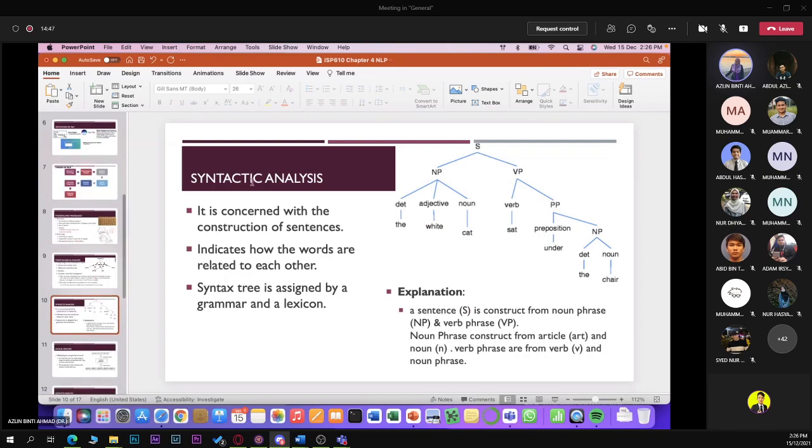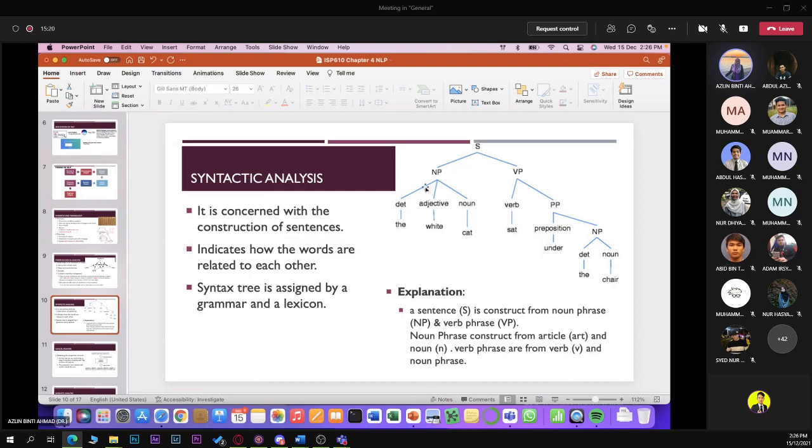Okay, the next one is syntactic analysis. This is where we will see how the sentence is constructed, the component of the sentence. So daripada full sentence, we need to break it into few components. For example, here, full sentence, we can break it into NP and VP. So what is NP? What is VP? NP is a noun phrase and VP is a verb phrase.